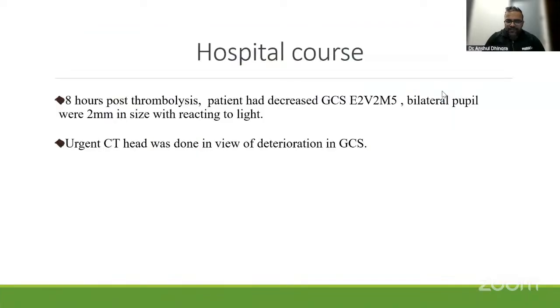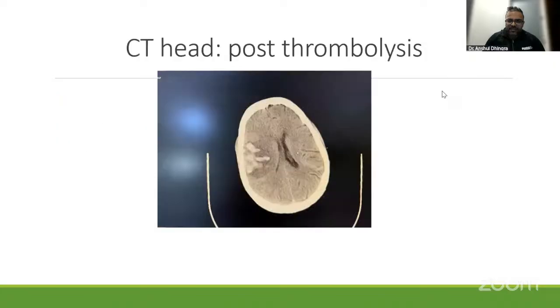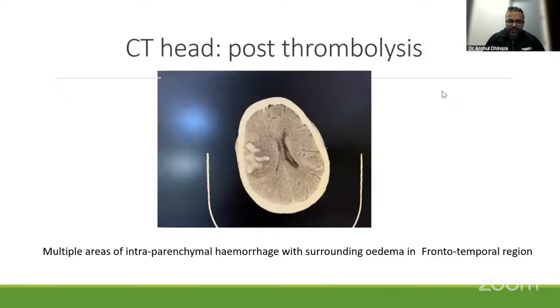So during the hospital course, 8 hours post thrombolysis, the patient's GCS fell to E2 V2 M5. Bilateral pupils were 2 mm in size and reacting to light. Urgent CT was done in view of deterioration in the GCS. So post thrombolysis, there was a bleed. CT showed multiple areas of intraparenchymal hemorrhage with surrounding edema in the right frontoparietal region with a midline shift of 3.1 mm.